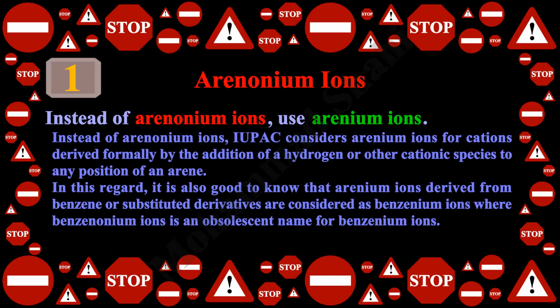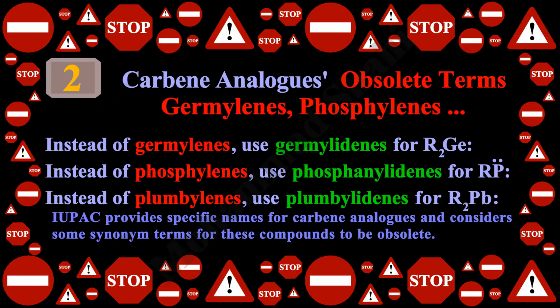In this regard, it is also good to know that arenonium ions derived from benzene or substituted derivatives are considered as benzenium ions, where benzenonium ions is an obsolescent name for benzenium ions. Our second case is obsolete terms for carbon analogues.